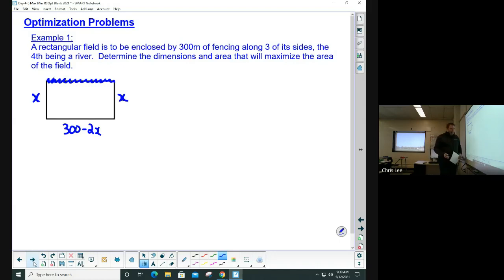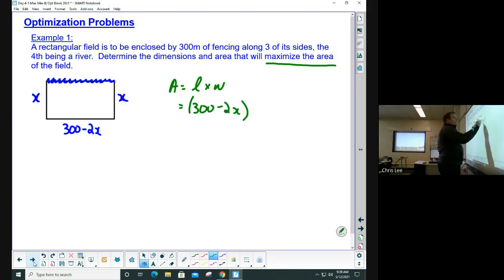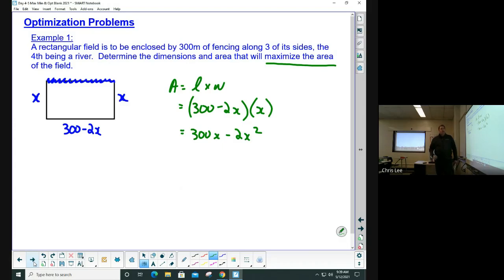And what we want to do is maximize area. We want to maximize the area, which means I have to consider a formula for area. So area is length times width. In this particular case, the length is 300 minus 2x, and the width is just x. If I multiply these, I can get a formula that will represent the area. So distributing the x, I get 300x minus 2x squared. And I now have a formula that represents the area.